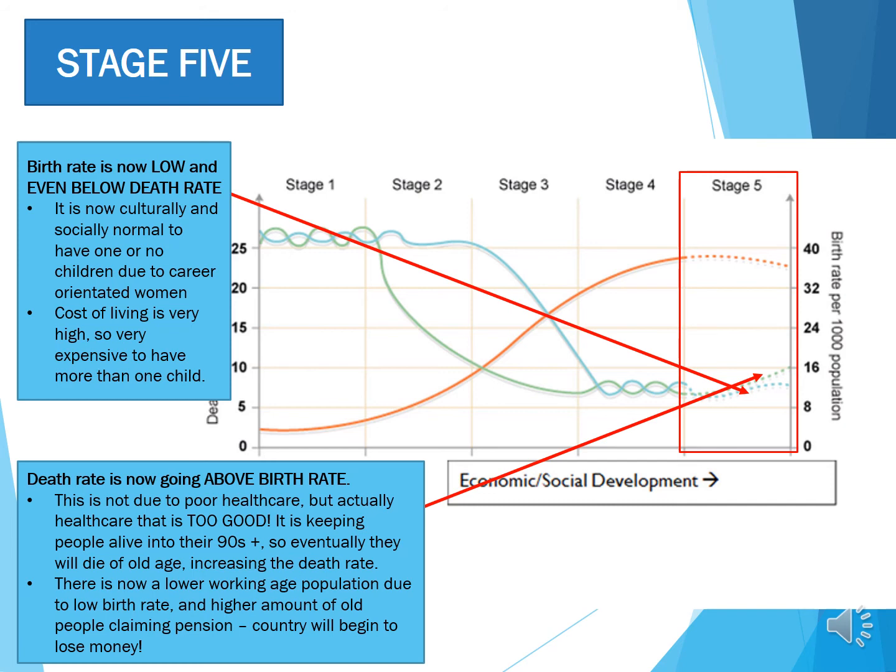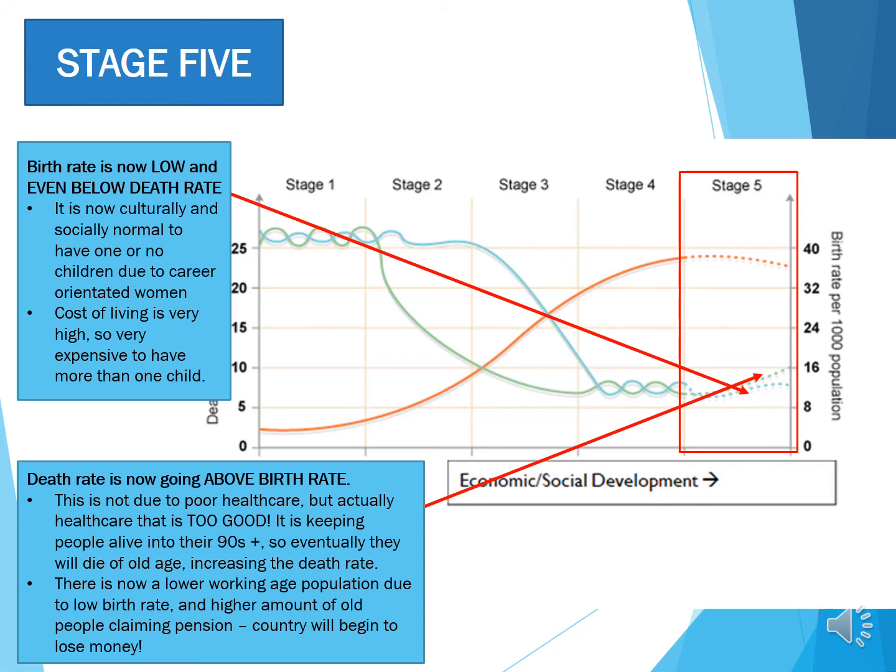They still have that fantastic healthcare. It's just the fact that because you are older, you are more likely to die. There is now a low working age population because of that low birth rate. Not many babies are being born to go into working age to make money for the country. But there are now more older people who are claiming pension from the government. So they're not making the money back from the old people who are claiming it. Therefore, the country starts to lose money.